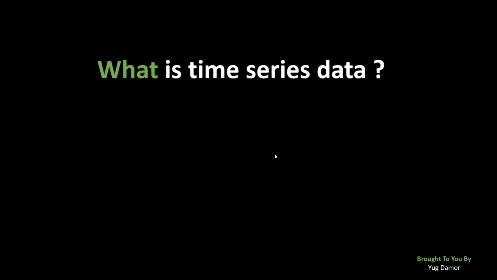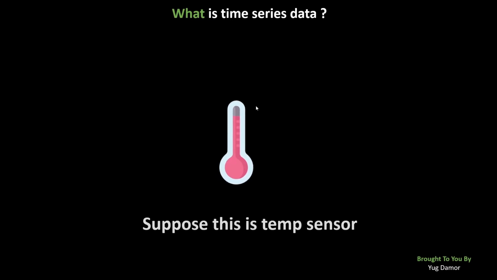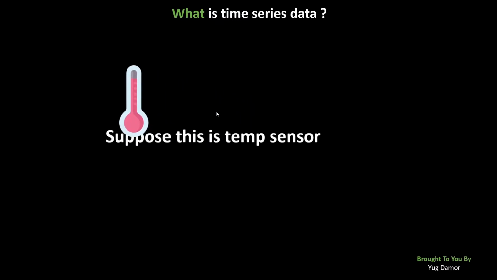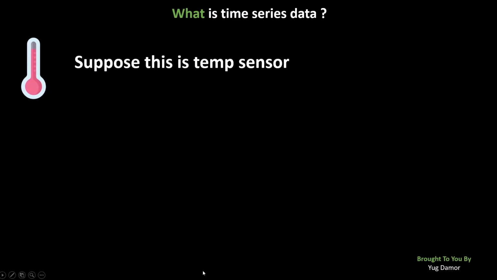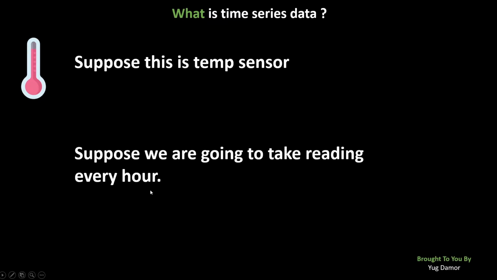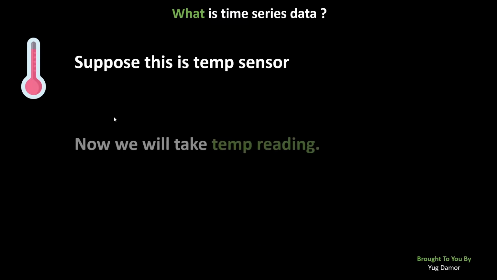Suppose you have one temperature sensor. By using this temperature sensor, you can take temperature readings. Now you are going to take some reading at some interval, and suppose that interval is 1 hour. So we are going to take a reading every 1 hour.